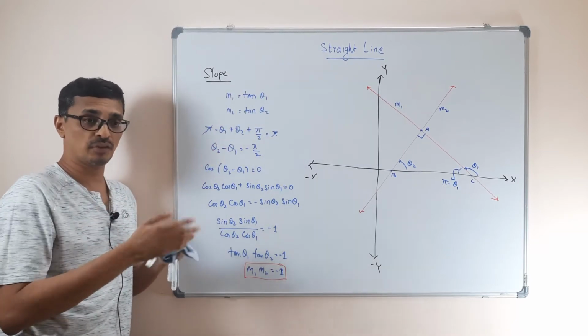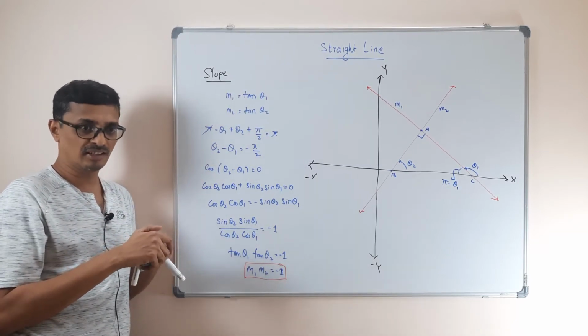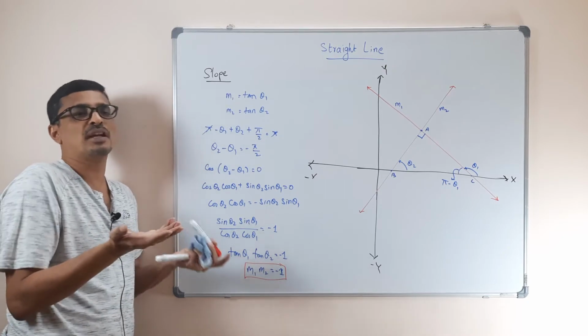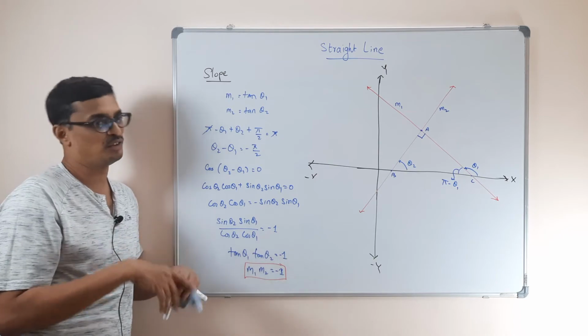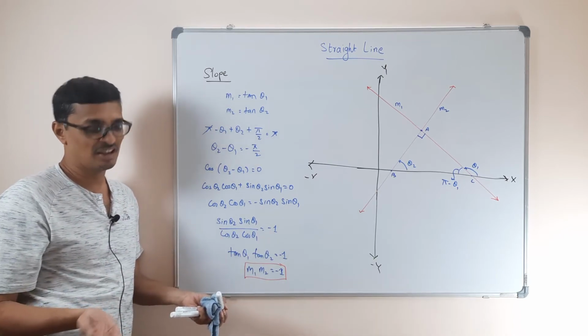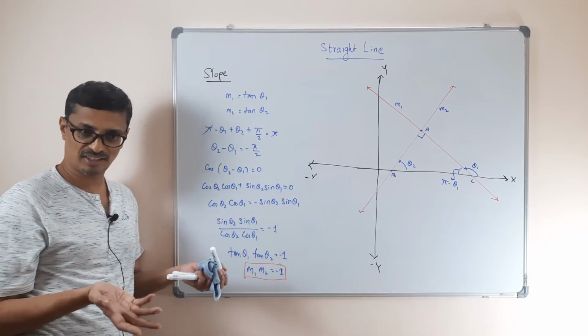Now you have to show whether those lines are perpendicular or not. All you got to do is multiply M1 and M2. If the product becomes minus 1, then of course you say it is perpendicular. If it is not, then it is not perpendicular.